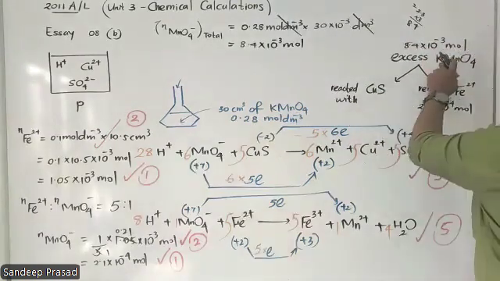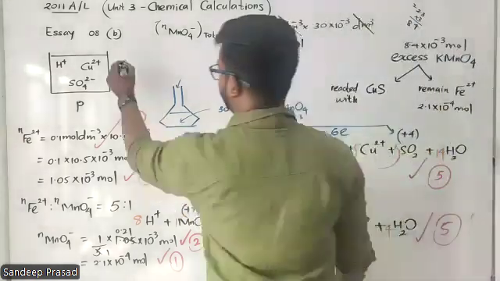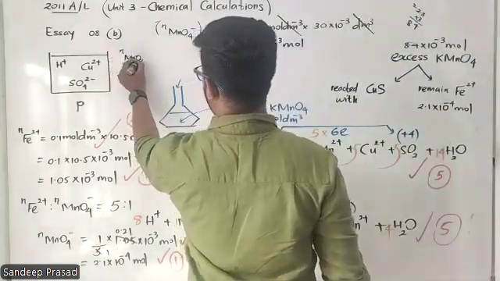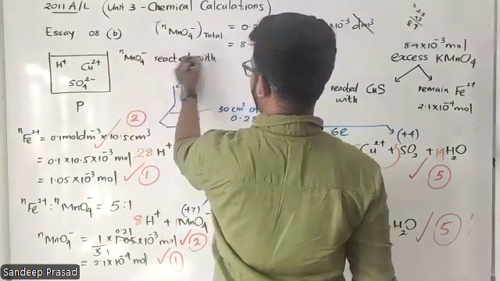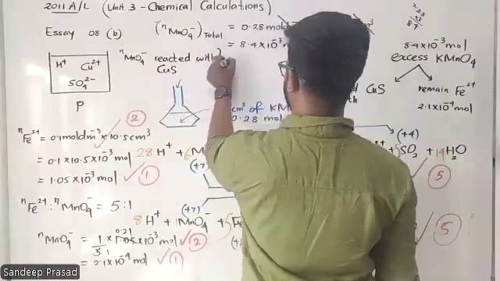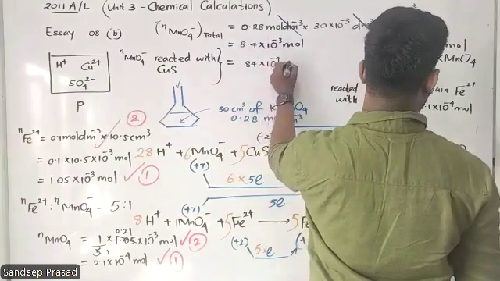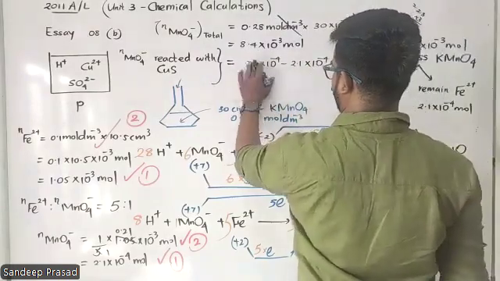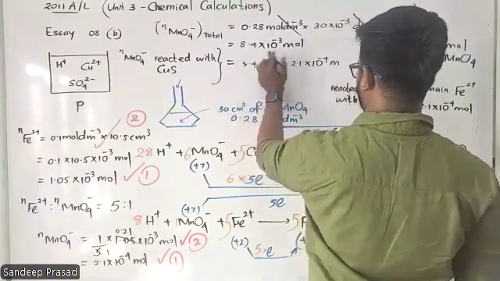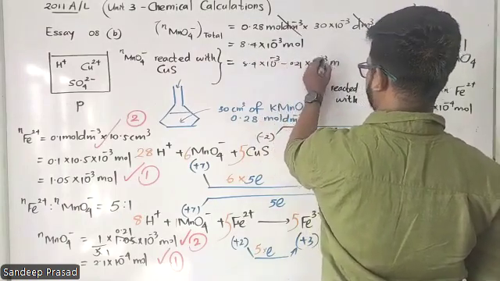Then how do you find out the potassium permanganate reacted with copper sulfide? Take the difference between these two. So the number of moles of potassium permanganate reacted with copper sulfide, CuS, is equal to 8.4 × 10 to the power minus 3 minus 0.21 × 10 to the power minus 2.